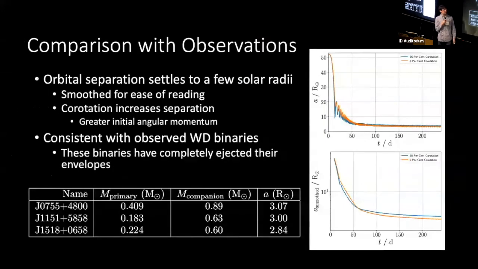We find that the orbital separation between the companion and the core of the binary decreases dramatically in just a few orbits, and it settles down into an orbit with a separation of maybe 2 or 3 solar radii. And we find that our final systems, after the simulations are done, are consistent with observations of white dwarf binaries that have similar masses and separations to what we find.